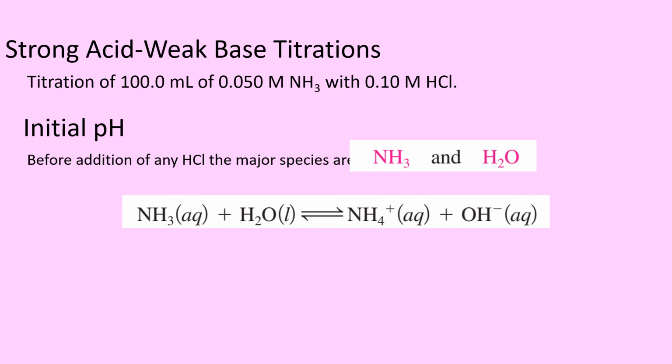So as compared to the titration between a weak acid and a strong base, where at initial pH we will be using the value of Ka, this time, since what we have is a weak base, we will be using Kb to calculate the initial pH. Okay?